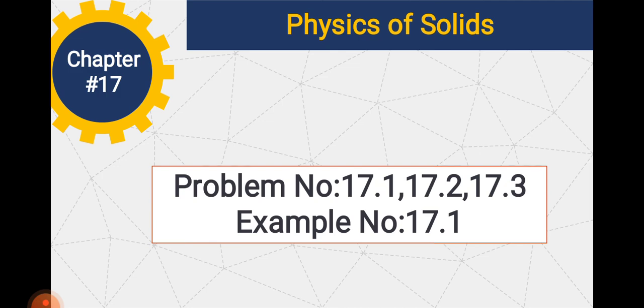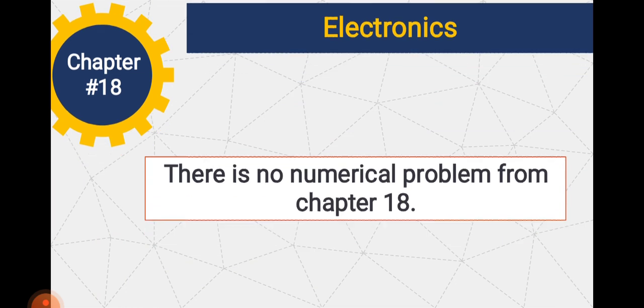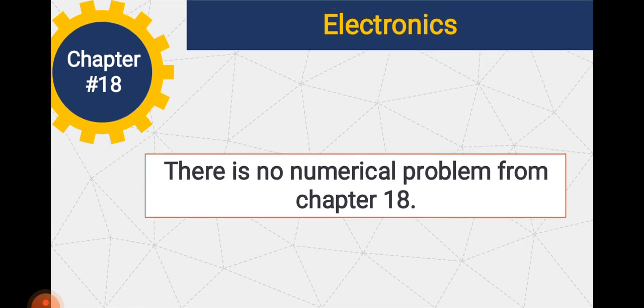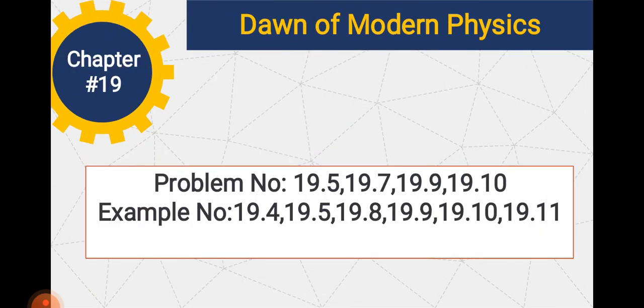And now we are moving towards chapter number 18, which is about electronics. So remember students, from chapter number 18, the one thing you should keep in mind is that there is no numerical problem that can be asked from chapter number 18, and there is no example that can be asked from chapter number 18. And now from chapter number 19, the problem numbers 5, 6, 9 and 10.